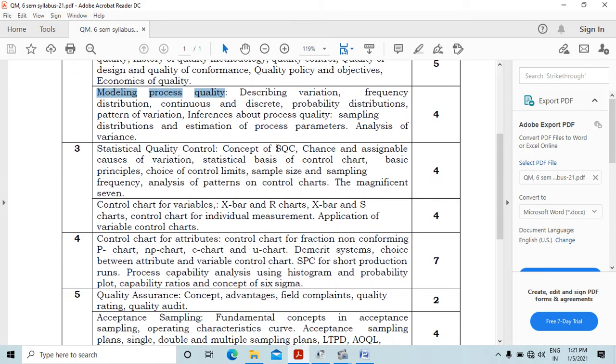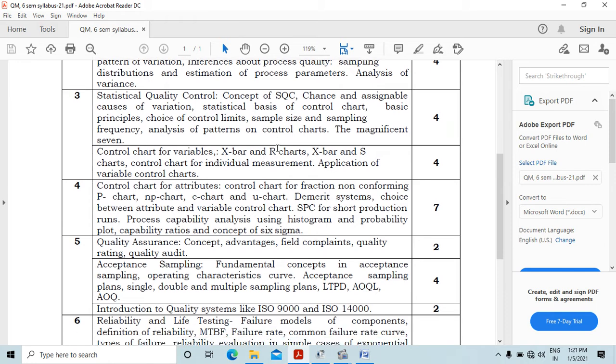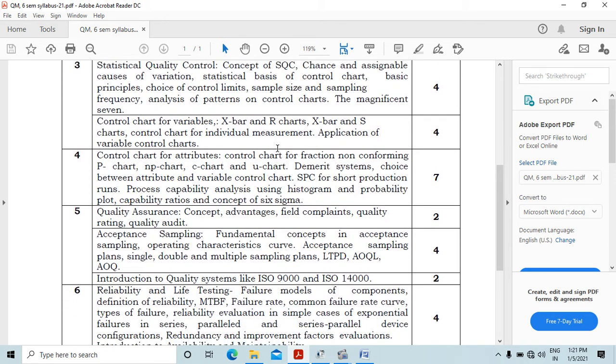In the fourth segment, we will discuss the control charts for attributes, the control chart for fraction non-conforming, P chart, NP chart, C chart and U chart. And in segment number 6, we will discuss quality assurance and acceptance sampling. We will also discuss ISO 9000 and ISO 14000. And in the last segment, we will discuss reliability and life testing.